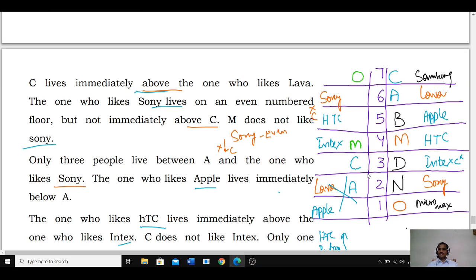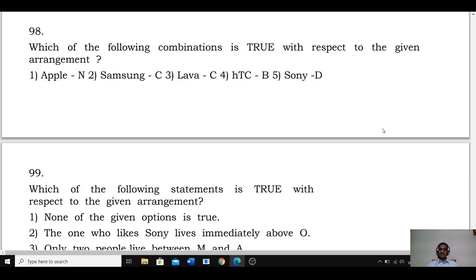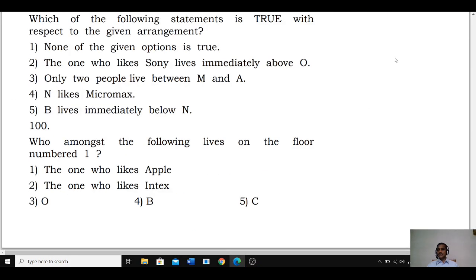Now this is about the floor arrangement. 7 people live on these 7 different floors, and each one of them likes a different mobile phone as well. Now this is about question numbers 96 to 100. All these 5 questions are based on the same diagram. Hope everyone followed this one.